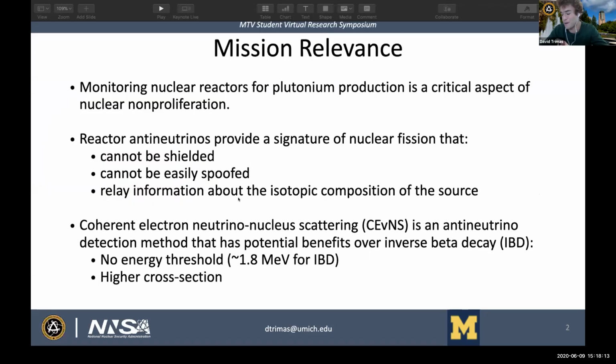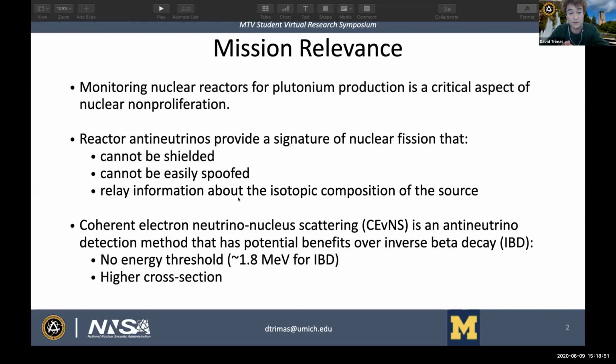So I'm actually in a perfect position right now in this talk because I think a lot of people have talked about the different antineutrino detection methods. So you're familiar with it, and also their importance and relevance to the NNSA mission. But I'm going to reiterate that a little bit. It's really important to detect plutonium production and plutonium removal possibly in a reactor for nuclear nonproliferation purposes, because there's the possibility of creating a nuclear weapon with that material. And reactor antineutrinos are a great signature to look at nuclear fissions to determine the plutonium content in nuclear fuel.